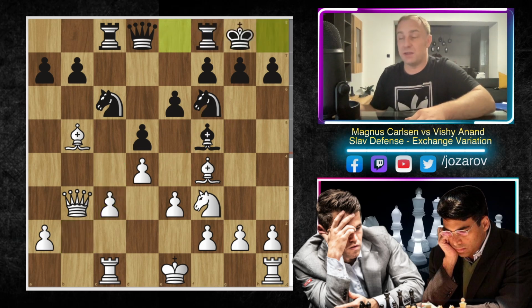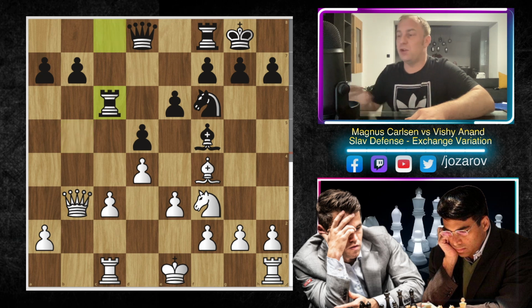So here castling play by Vishy, we have bishop to c6 by Magnus Carlsen. Now Vishy plays an interesting idea.